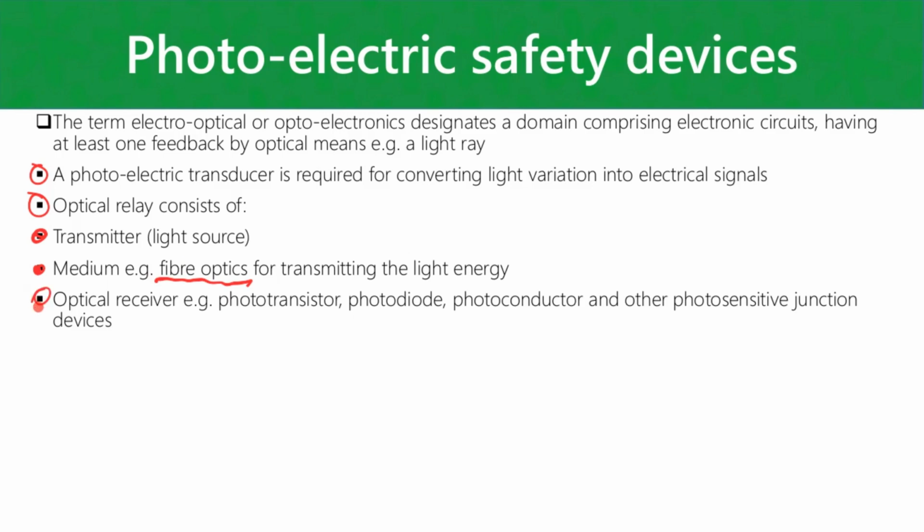And then you have an optical receiver. That would usually be in the form of some photoelectric transducer, such as a phototransistor, a photodiode or a photoconductor. You can also call it a light-dependent resistor or LDR, or any type of photosensitive junction device. This will also include something like a solar cell.